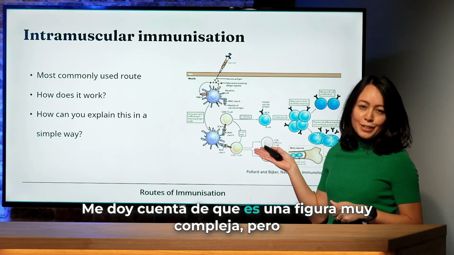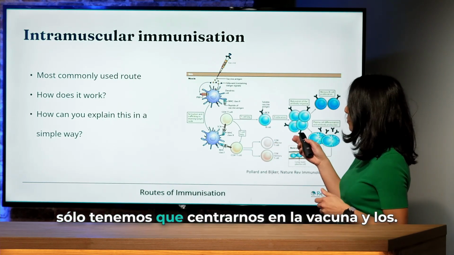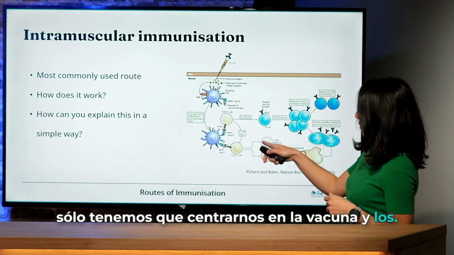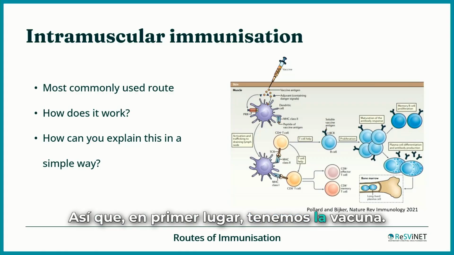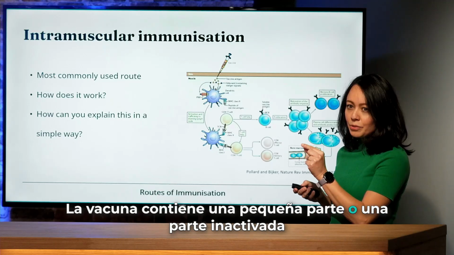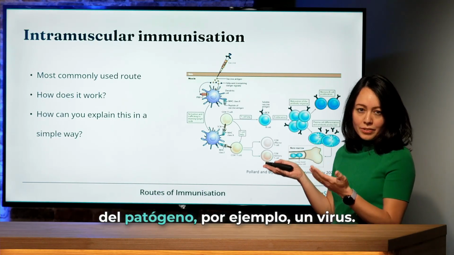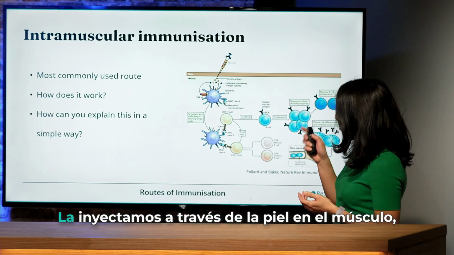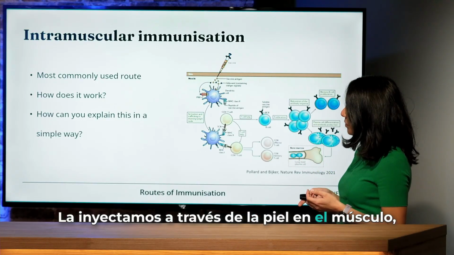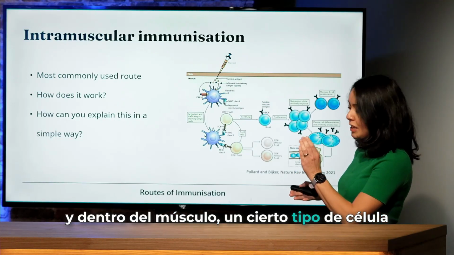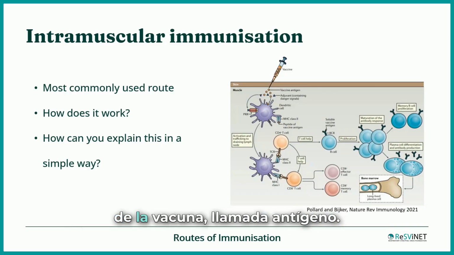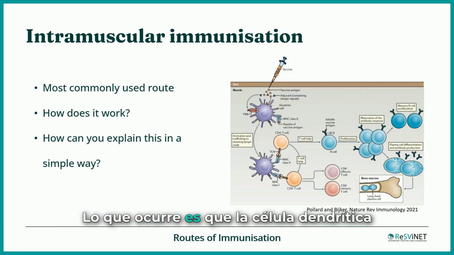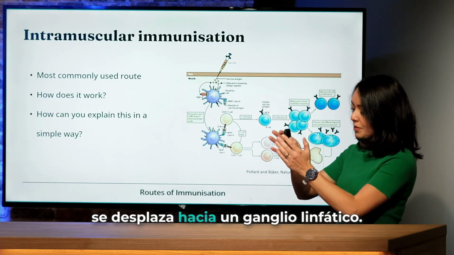I realize that this is a very complex figure, but we only need to focus on the vaccine and the cells and the antibodies. So first of all, we have the vaccine. The vaccine contains a small part or an inactivated part of the pathogen, for instance, a virus. We inject it through the skin into the muscle, and inside the muscle, a certain type of cell called the dendritic cell will pick up that part of the vaccine called the antigen. What then happens is that the dendritic cell moves towards a lymph node.